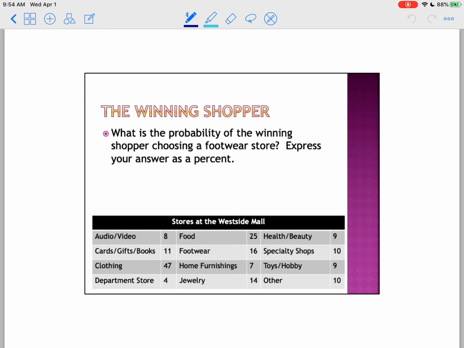Okay, so we have 16 footwear stores in this mall. There are 170 stores total. So 16 divided by 170 gives me 0.0941. Now this is the proportion. If we want the percent, we multiply it by 100 and we get 9.41%. So that is the percent probability that someone would pick a footwear store out of the box.